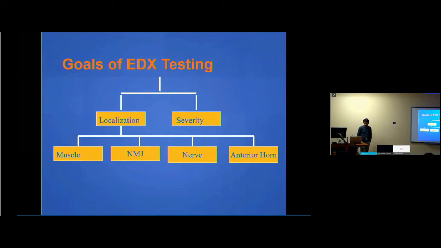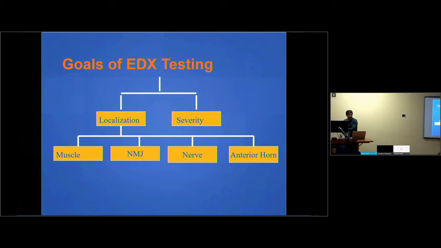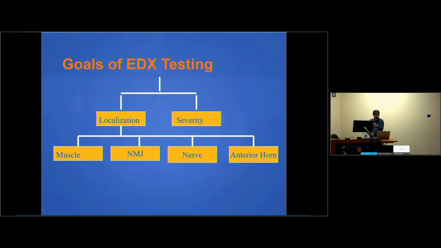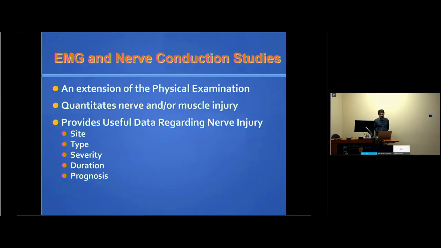So the goal of an electrophysiological evaluation is really to see where the problem is and how severe it is. From the where standpoint, is it affecting the muscle, the neuromuscular junction, the peripheral nerves, an individual nerve, or the anterior horn cells? So really the EMG is an extension of the physical examination.